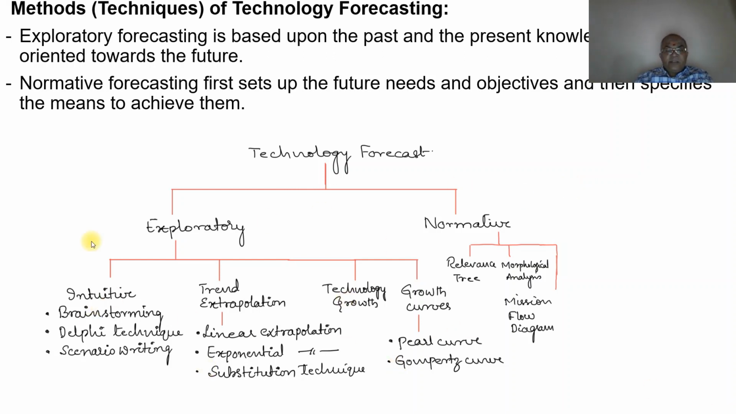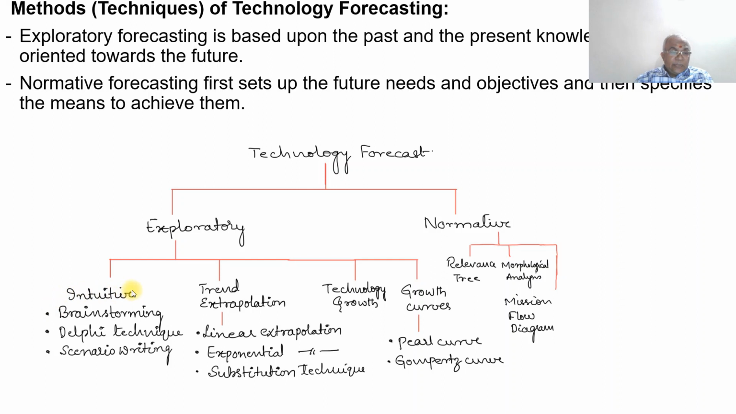When you see this tree, we have technology forecasting, which has two types of techniques: exploratory and normative. Under exploratory we have intuitive, then trend extrapolation, then technology growth, and then growth curves. Similarly, under normative, we have relevance tree, morphological analysis, and mission flow diagram.